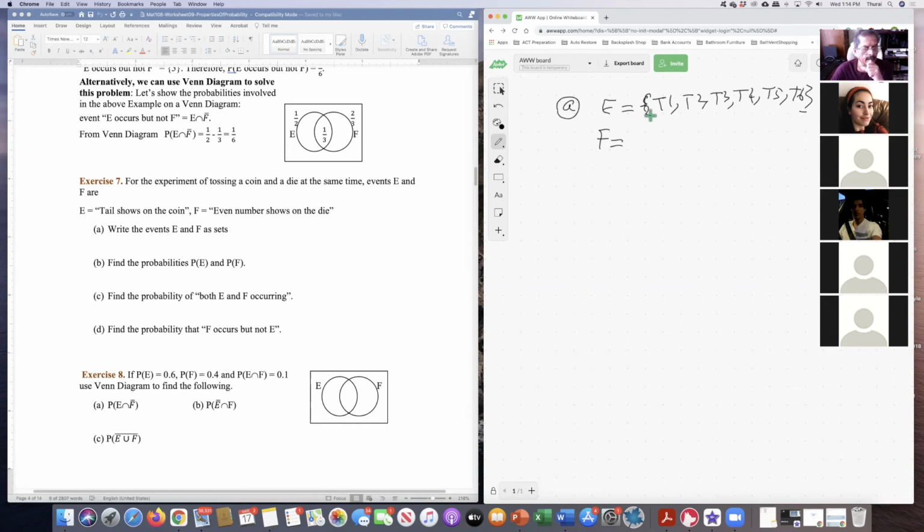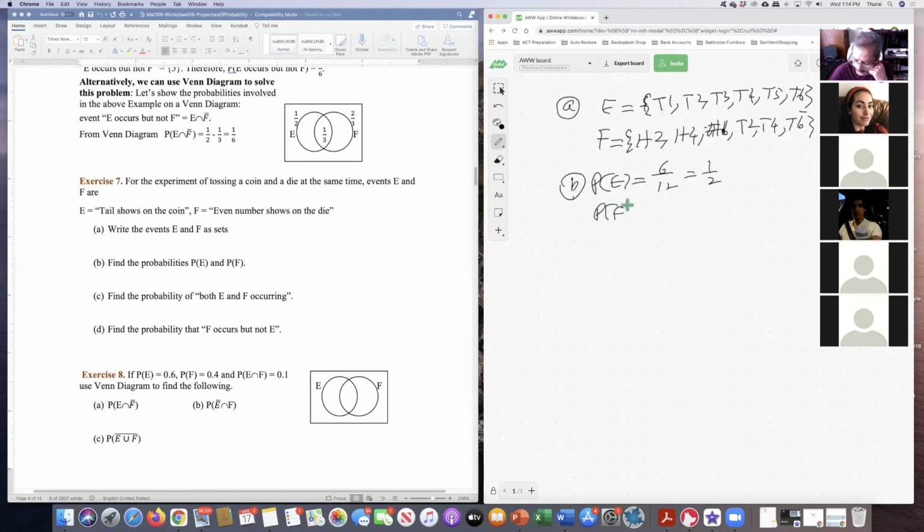F is even number shows on the die. Okay, can somebody tell me what the elements are? H2, H4, H6, T2, T4, and T6. Right. Okay. Then it says, find the probabilities, part B. Probability of E is, there are 6 elements there, so 6 over, how many will be in the sample space? 12. So 6 over 12 is half.